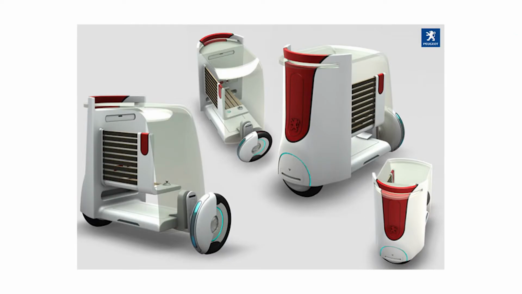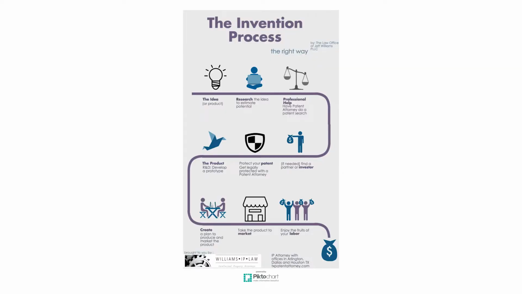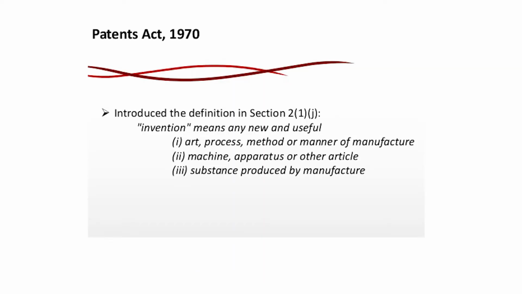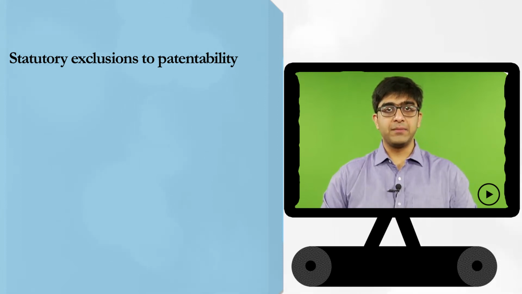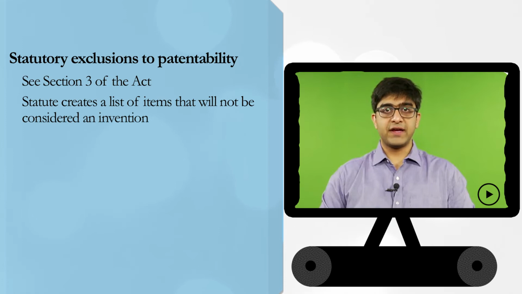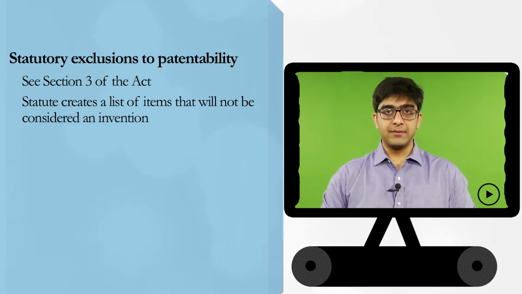What is the subject matter of an invention? An invention can either be a product or a process. You would find these two words again in section 2 clause J. The Patent Act also contains certain statutory exclusions to patentability. These statutory exclusions are mentioned in section 3 of the Act. The statute creates a list of items that otherwise might have been considered as inventions, but has specifically created exceptions, and no patent can be granted to any item which features in the list mentioned in section 3.